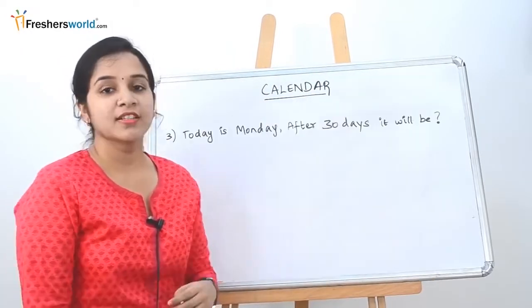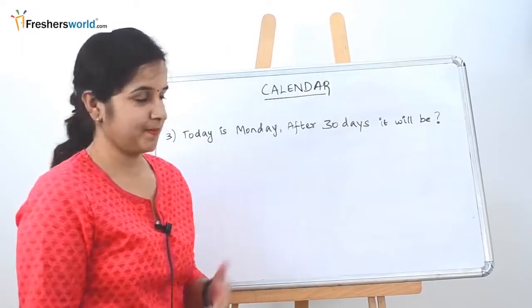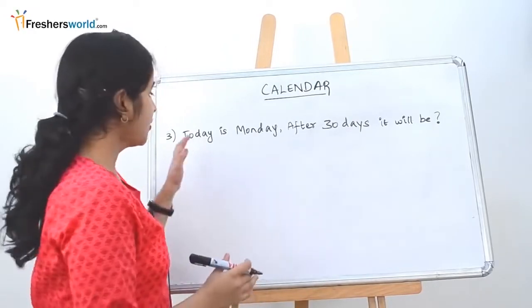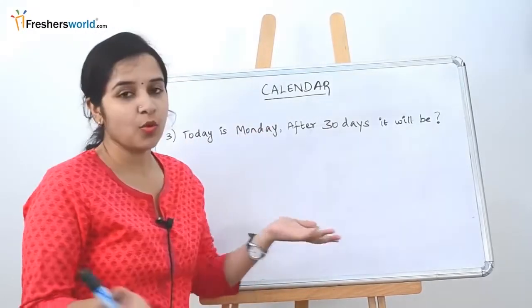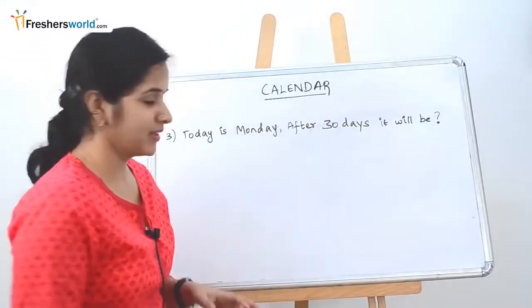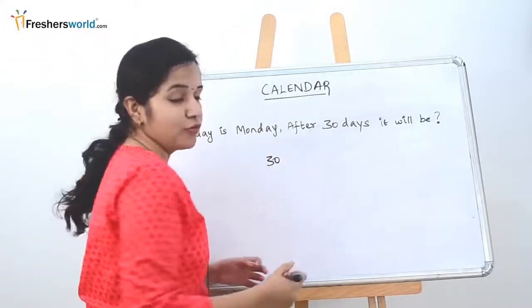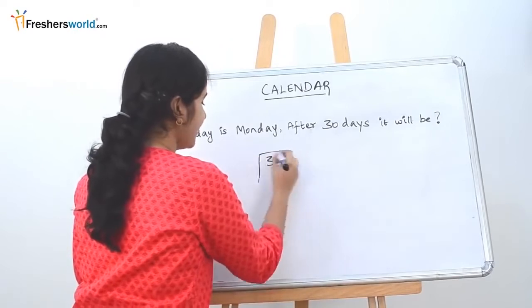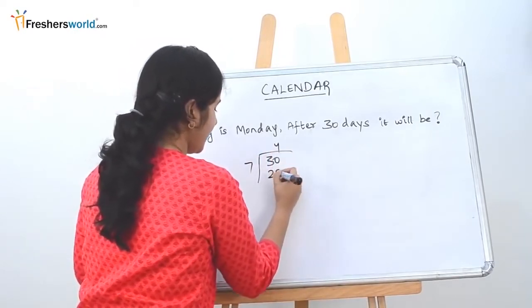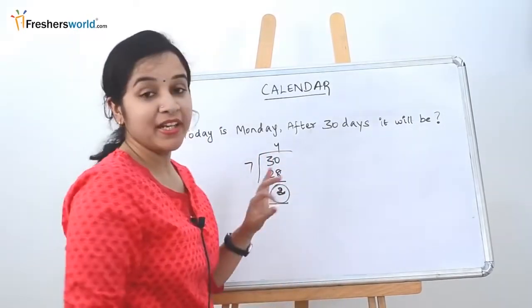Let's solve another sum. The next sum is a very simple sum. So what is the question? Today is Monday. After 30 days, what day will it be? It's very simple, they have given 30 days. We know how to find a day. It's nothing but dividing by 7. 7 4s are 28. So 2. So the remainder is 2.